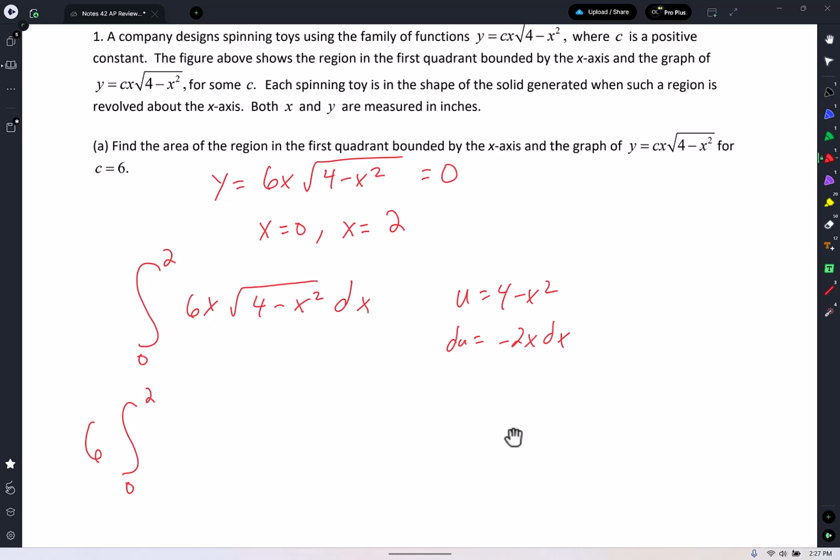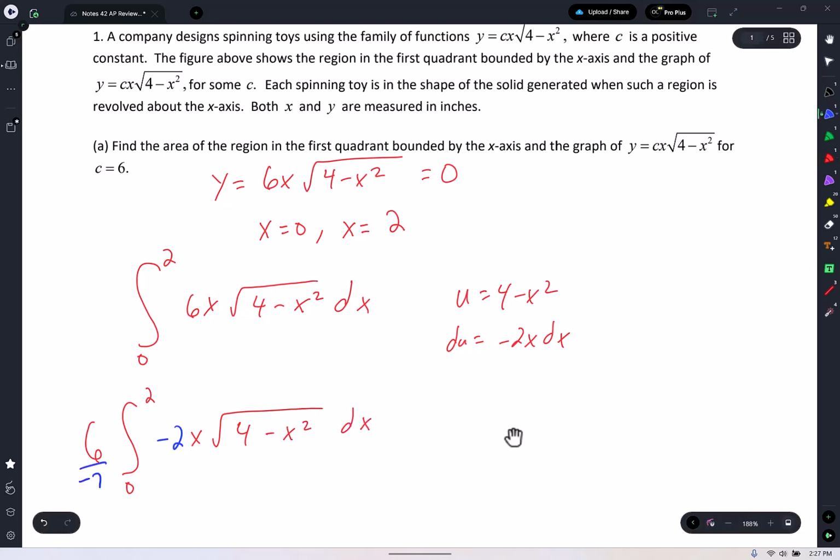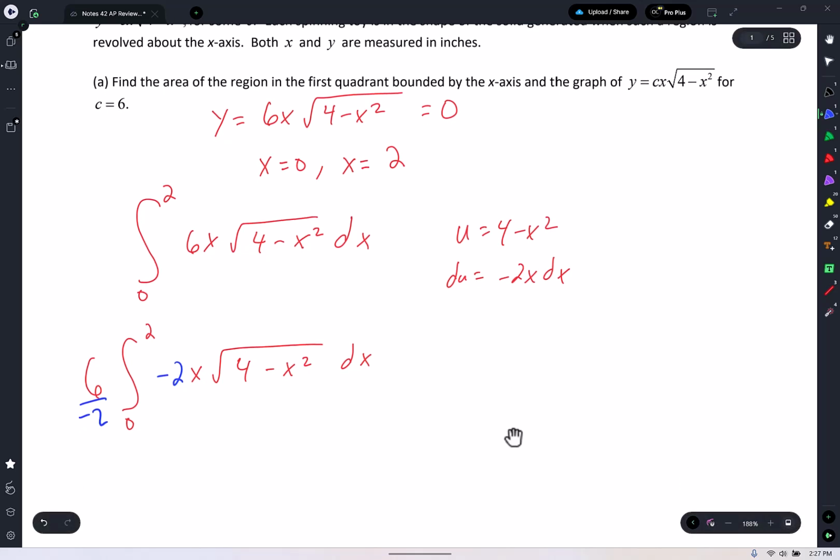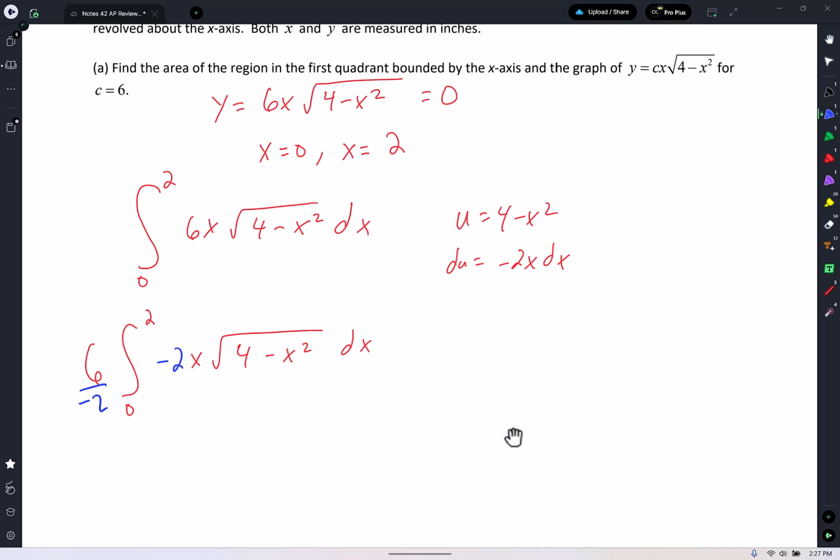So that means I need a negative 2. So I'm going to put a negative 2 in there. So there it is, negative 2, and then x square root 4 minus x squared dx. If I put a negative 2 there, I need a negative 2 in the bottom. You could have also factored out a negative 3 and then put a negative 2 in there. Negative 3 times negative 2 is a positive 6. But it's not a big deal. Does this make sense so far? You could have put a negative 3 on the outside and then negative 2, and then negative 3 times negative 2 is 6. Notice that 6 divided by negative 2 is still negative 3.